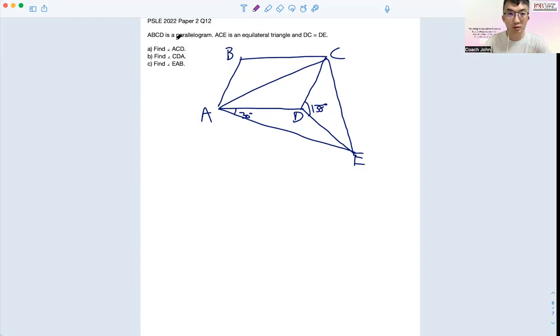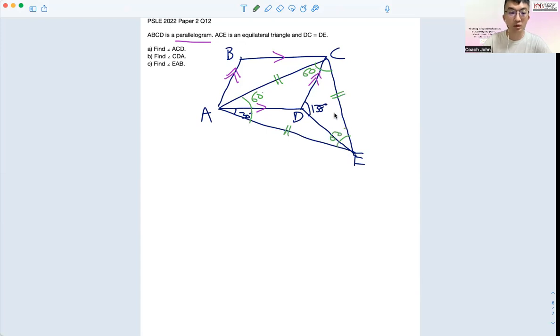Okay, we can see the word parallelogram, which also means that you need to label everything that you know about the parallelogram. So let's put a double arrow for this and also a single arrow for this. ACE is an equilateral triangle, which also means that we have a double line for this, which also means that all these angles are 60 degrees. Okay, 60 degrees. We label first.